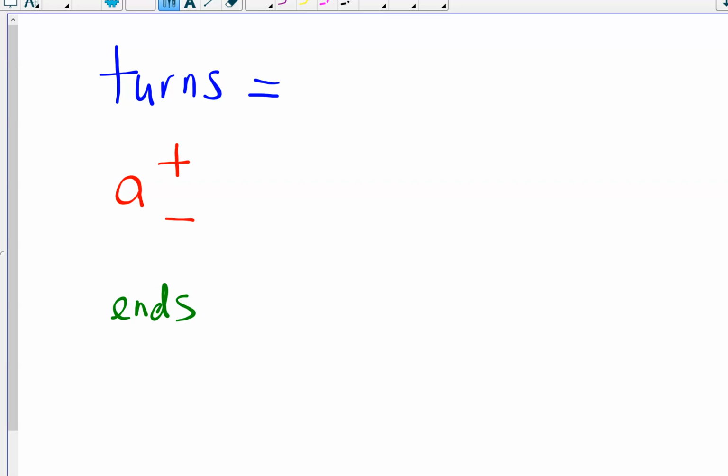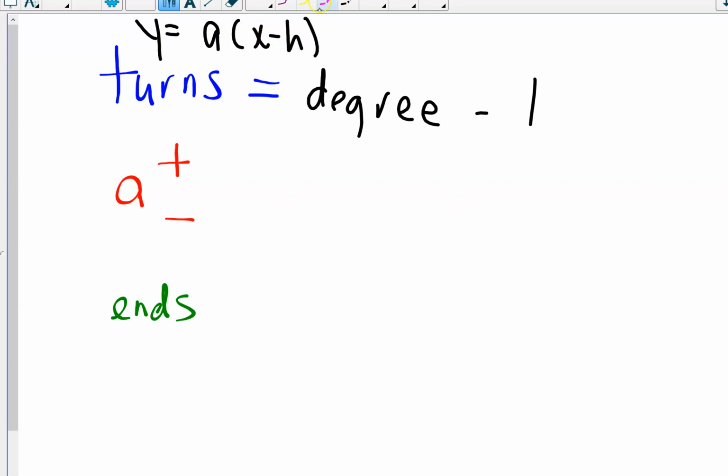Okay, so terms, let's go on to this next part here. The terms equal the degree minus 1. So I'm going to put up here what this would look like. If we have y equals a times x minus h, and then it would be plus k. And whatever this exponent is, this could be squared, cubed, to the 4th power, whatever that is. This could vary what the degree is, depending on the function.